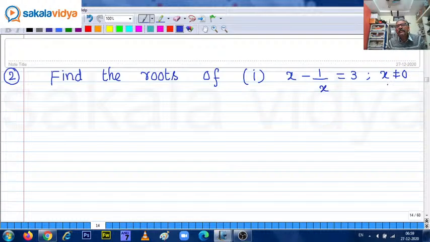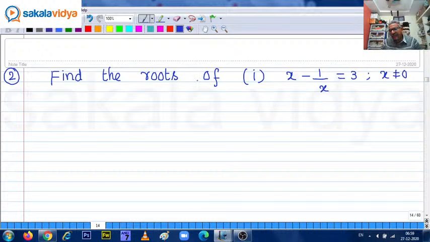This x does not equal to 0. Don't worry about this one. This is the condition, so this condition must be given in the examination. If x is equal to 0, what happens? 1 by 0 is not defined. That's why we need to take very careful consideration while framing a question. That's very important. So now we need to find the roots of this equation.